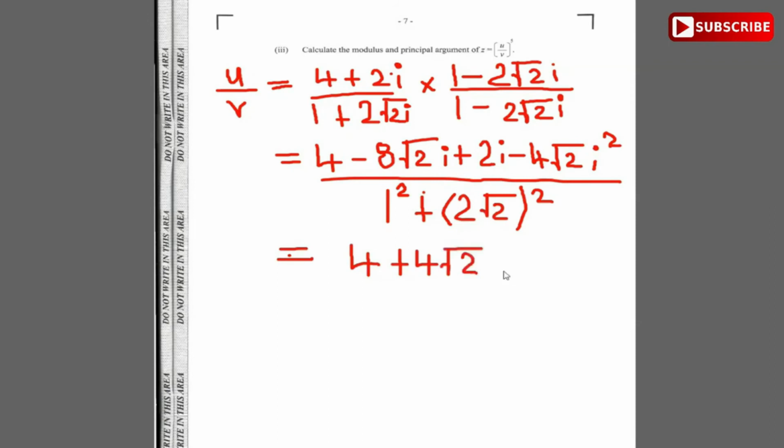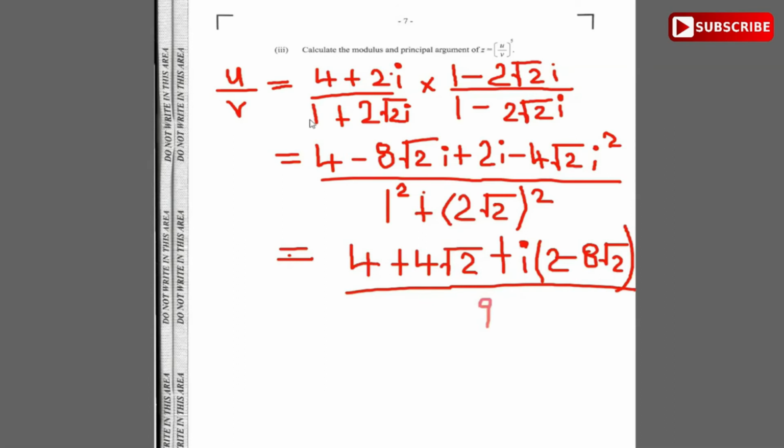Then it's going to be plus i times 2 minus 8 root 2. And that's divided by 1 squared plus 2 root 2 squared. You put that in a calculator: 2 root 2 squared plus 1 squared, that's 9. So that is u over v.